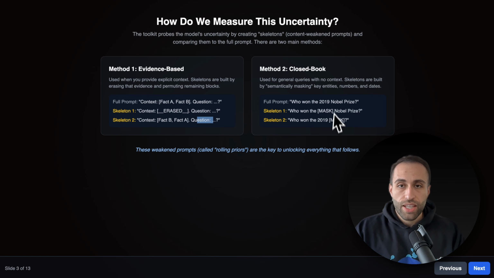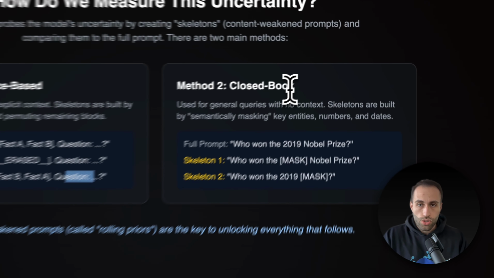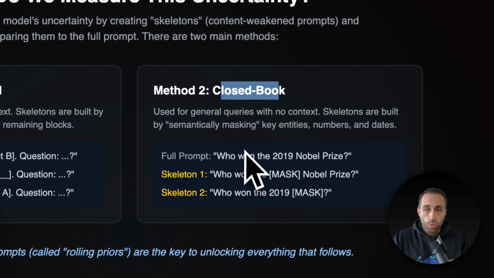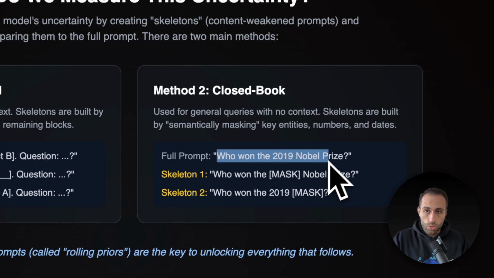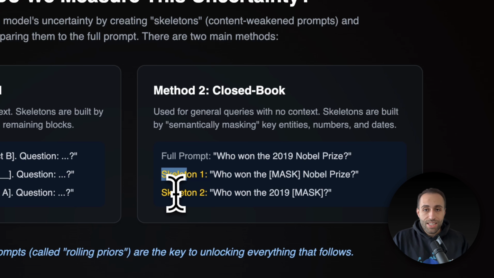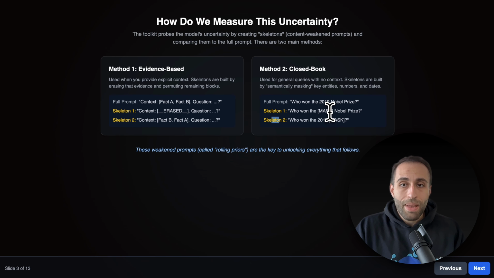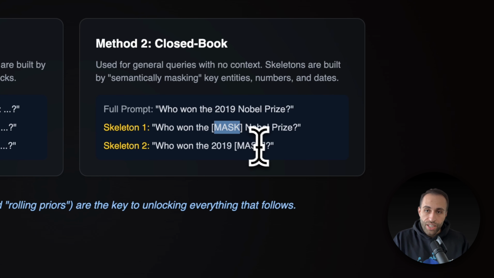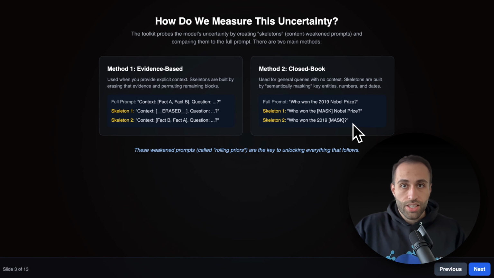The second way, when we have no chunks, just a closed book, is this. They take the original prompt that you're asking, who won the 2019 Nobel Prize? And they create the same skeletons, but this time because there's no chunk, they do some masking of key components in the question or in the prompt in general. For example, here I'm masking the date. Here I'm masking the type of the prize, which is the Nobel Prize here. Then we calculate the same thing. So let's get into that.